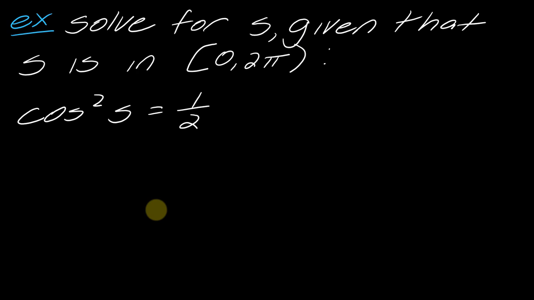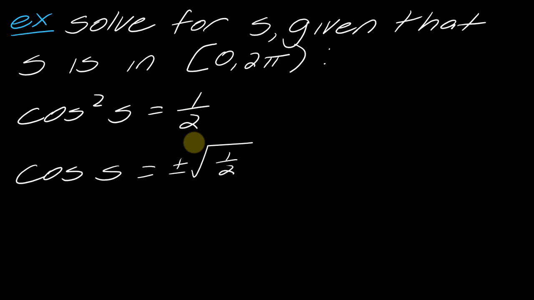Another case. So I want to figure out for what value of s will this work: cosine squared of s equals 1/2. Okay, so first of all, I would really prefer for this just to be the plain cosine function, so I'll take the square root of each side. Now remember, the square root property says that when you take the square root, you have this plus or minus here.